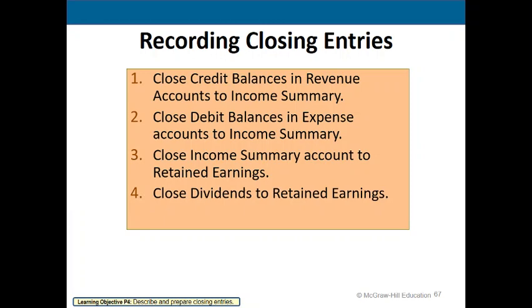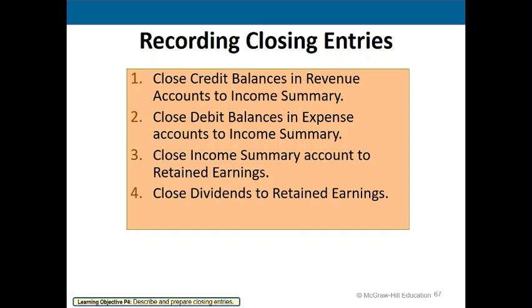All right, so this process of doing the closing entries requires four steps. First thing you're going to do is close out the credit balances in your revenue accounts to income summary. Number two, you're going to close out the debit balances of expense accounts into income summary.